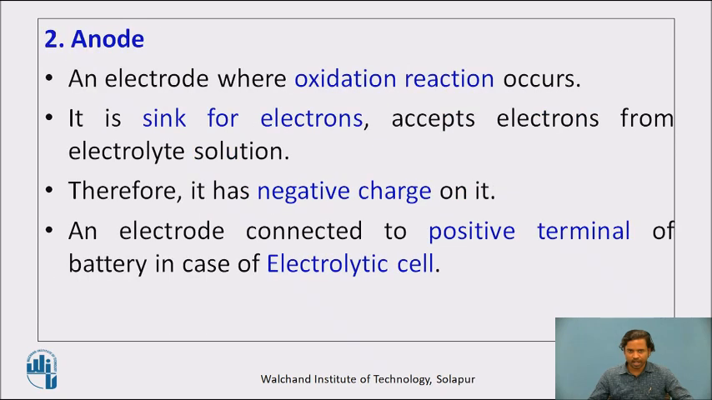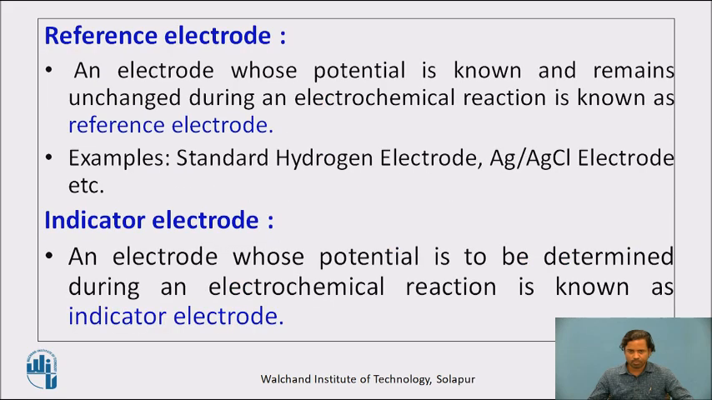On the other hand, the anode is the place where the oxidation reaction occurs and it is the sink for electrons. It accepts electrons from the solution. Therefore, it acquires negative charge. In case of an electrolytic cell, the anode is that electrode which is connected to the positive terminal of the battery. Let's see some more important terms.